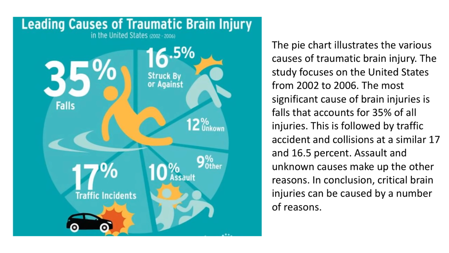Here's the response. The pie chart illustrates the various causes of traumatic brain injury. The study focuses on the United States from 2002 to 2006. The most significant cause of brain injuries is falls, that accounts for 35% of all injuries. This is followed by traffic accidents and collisions at a similar 17 and 16.5%. Assault and unknown causes make up the other reasons. In conclusion, critical brain injuries can be caused by a number of reasons.